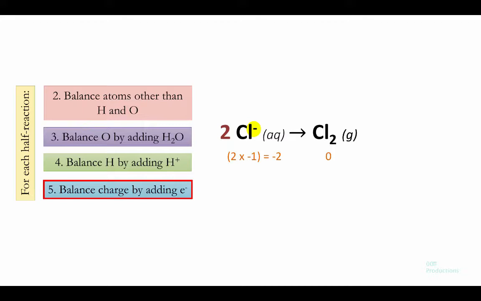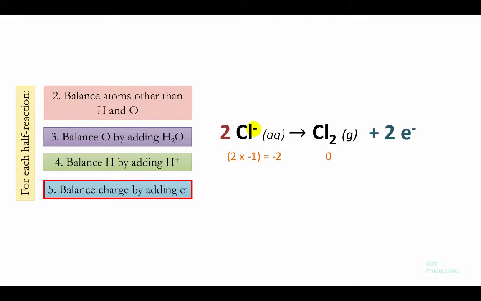So we're going to balance that charge by adding electrons. Remember that electrons have a negative charge and will reduce the overall charge. We're always going to add electrons to the side that has the higher charge. On the left we have a -2. On the right we have a 0. That's the higher charge. So we're going to add 2 electrons.